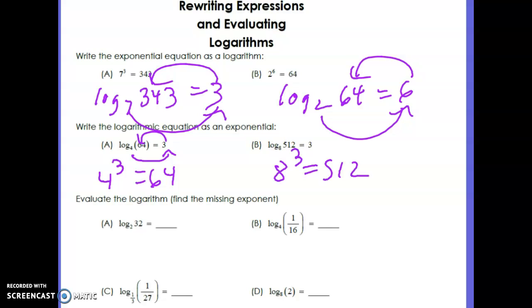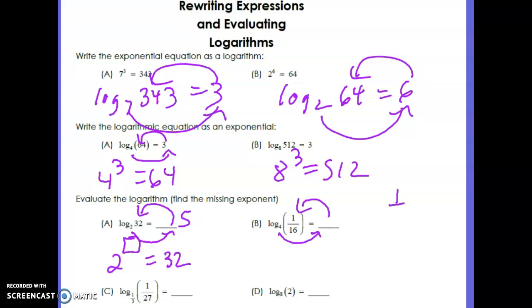All right, now, when you're asked to evaluate the logarithm and find a missing exponent, if you had a calculator, you could just type in log base 2 of 32, and it would give you the answer. However, when you don't have a calculator, you think: 2 to the what power equals 32. Sometimes I just put a little box there. Well, that's going to be 5. 2 to the 5th power is 32.